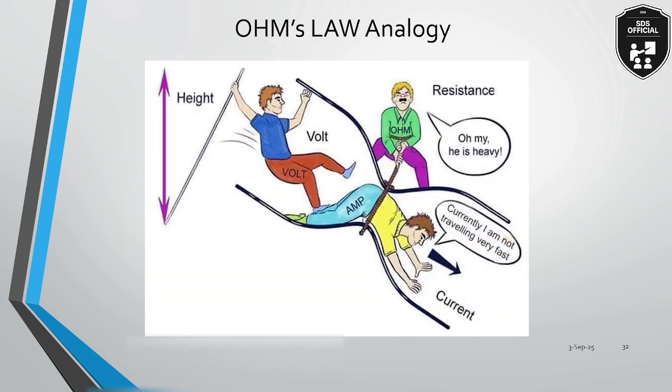So this is the analogy of Ohm's law. This person is the volt which is forcing the current to pass through, and this is the resistance which is limiting the flow of current. So this is the analogy.